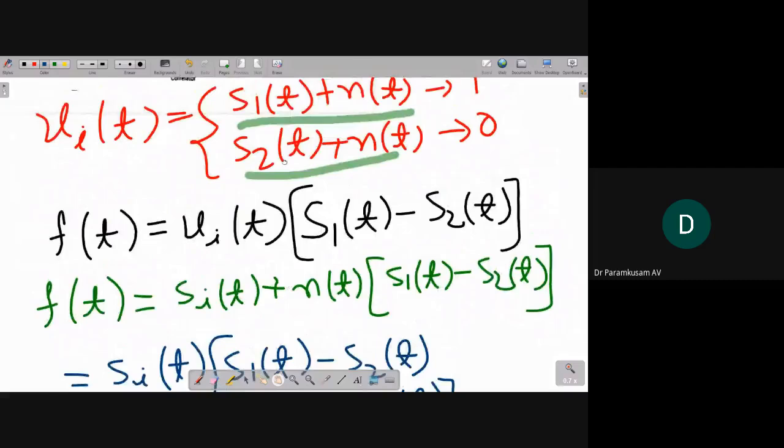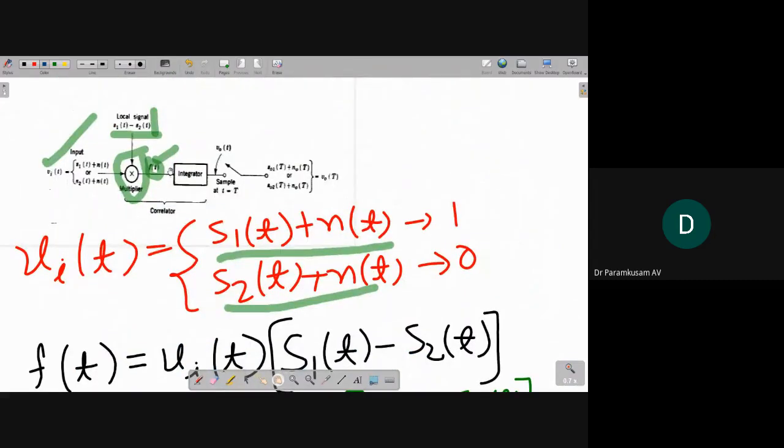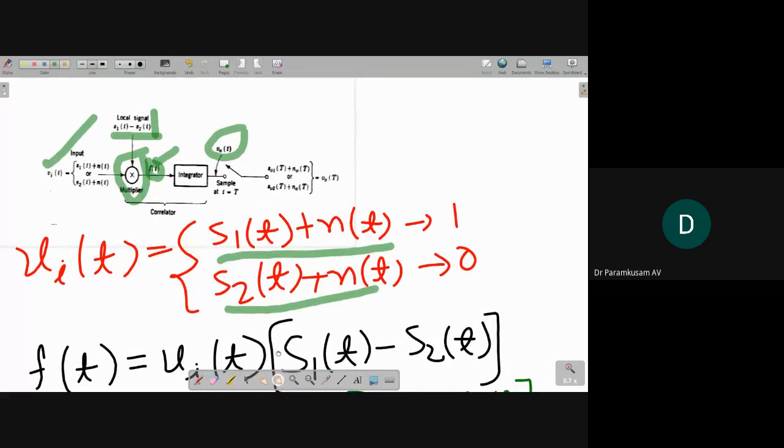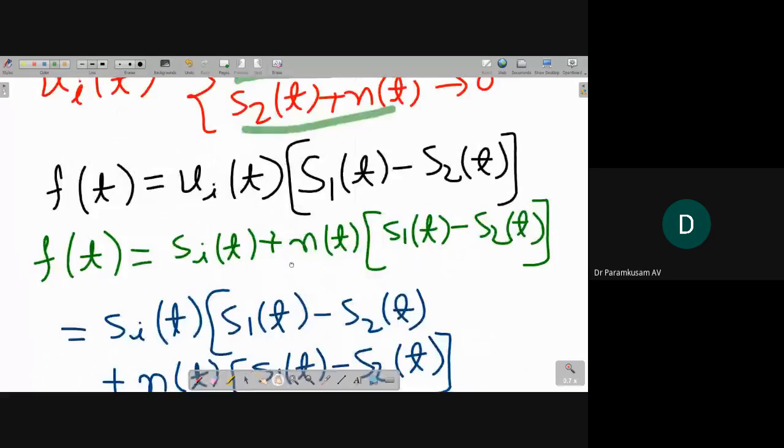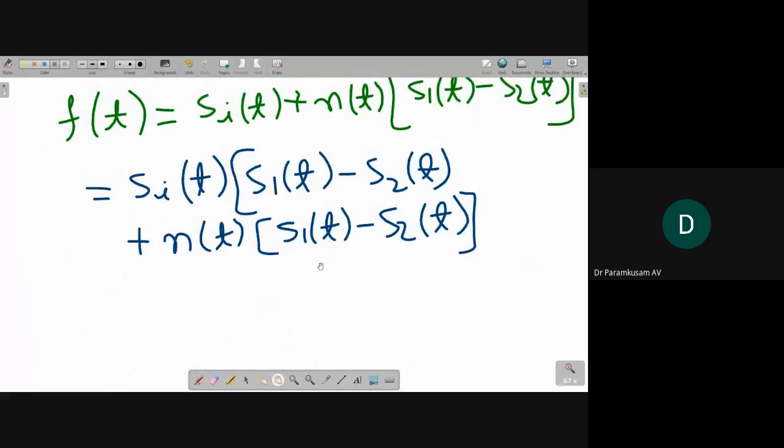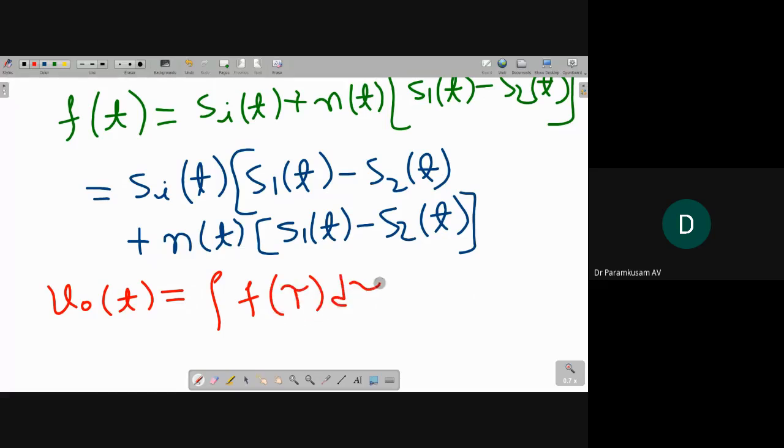This f(t) is given to the integrator. The output of the integrator is equal to v0(t). So what is the relation between v0(t) and f(t)? v0(t) is equal to the integration of f(t), or f(tau) d tau. You integrate from 0 to t. Then what is v0(T)?